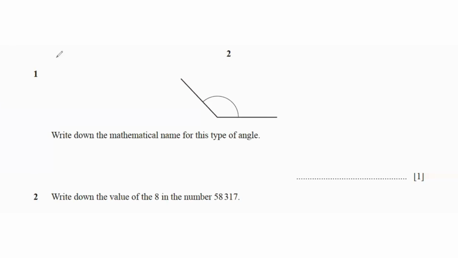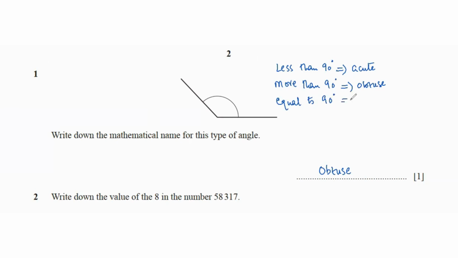For the first question, it says, write down the mathematical name for this type of angle. Since this type of angle is greater than 90 degrees, it's going to be called an obtuse angle. If an angle is less than 90, that is an acute angle. More than 90 is obtuse, and equal to 90 is a right angle.